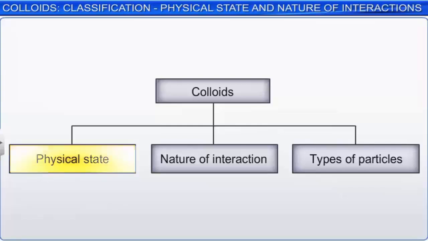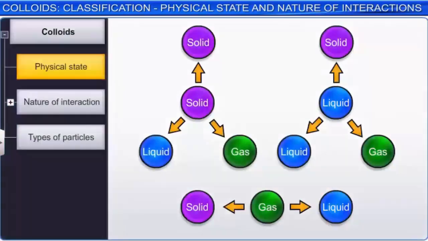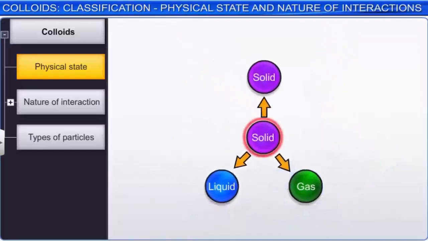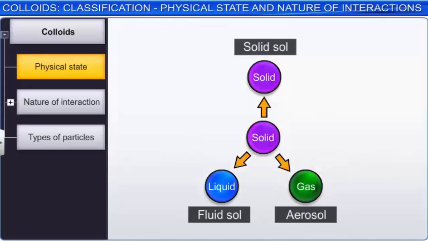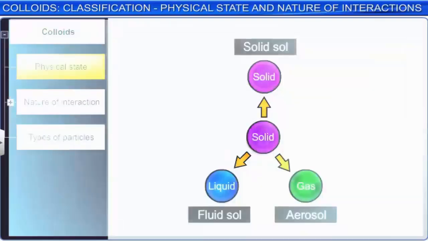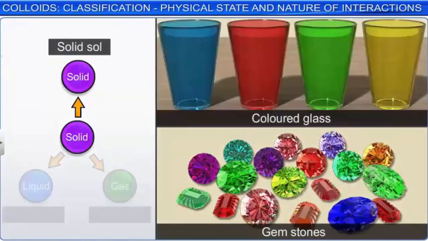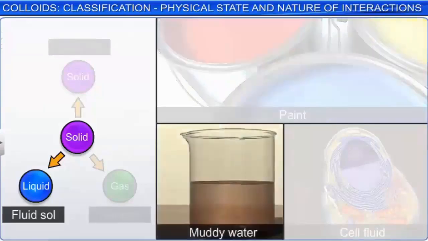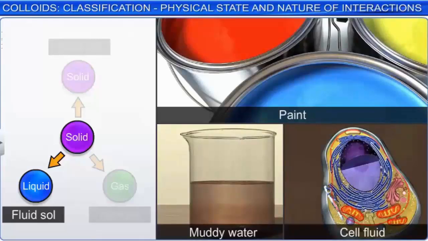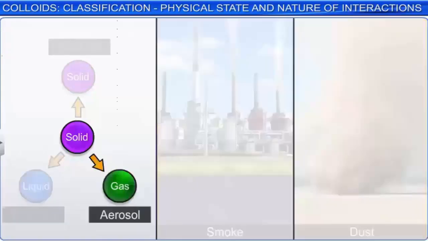Depending upon the physical state of the dispersed phase and dispersion medium, 8 types of colloidal systems are possible. Dispersion of a solid in a solid, liquid, or gas dispersion medium results in the formation of a solid sol, fluid sol, and an aerosol respectively. Colored glass and gemstones are examples of solid sols. Paint, muddy water, and cell fluids are fluid sols. Fluid sols are mostly referred to as sols. Examples of aerosols are smoke and dust.